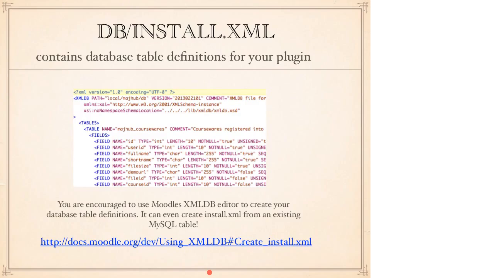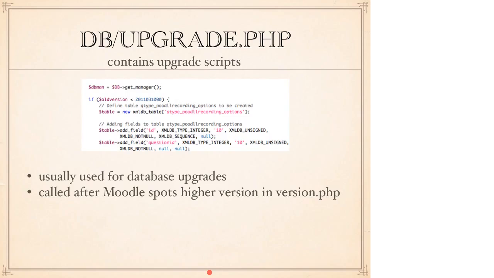Okay, you can just see what it is. It's an XML file that describes the database tables that your plugin needs. Now, you're encouraged to use Moodle's XML DB editor to do this rather than do it by hand, because it'll do it perfectly for you. And in fact, if you have a MySQL table with your plugin table already set up, you can actually reverse engineer it and create your XML file from that table, which is cool.